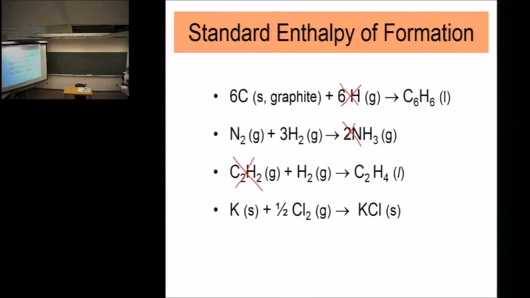Okay, so we have 1 mole of product. Chlorine, yep, that's in its most stable state, right? Diatomic gas. And then potassium solid, most stable state, right? So does everybody see why this very last one is? Yes, it is. Okay, all right, does that make sense?